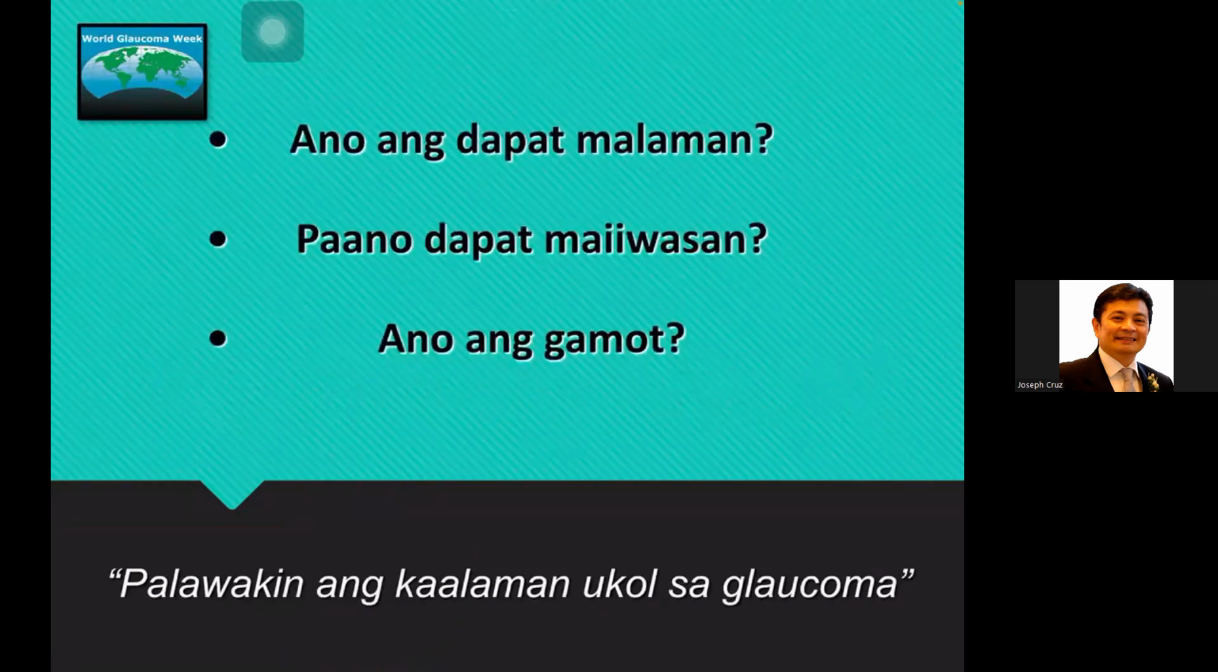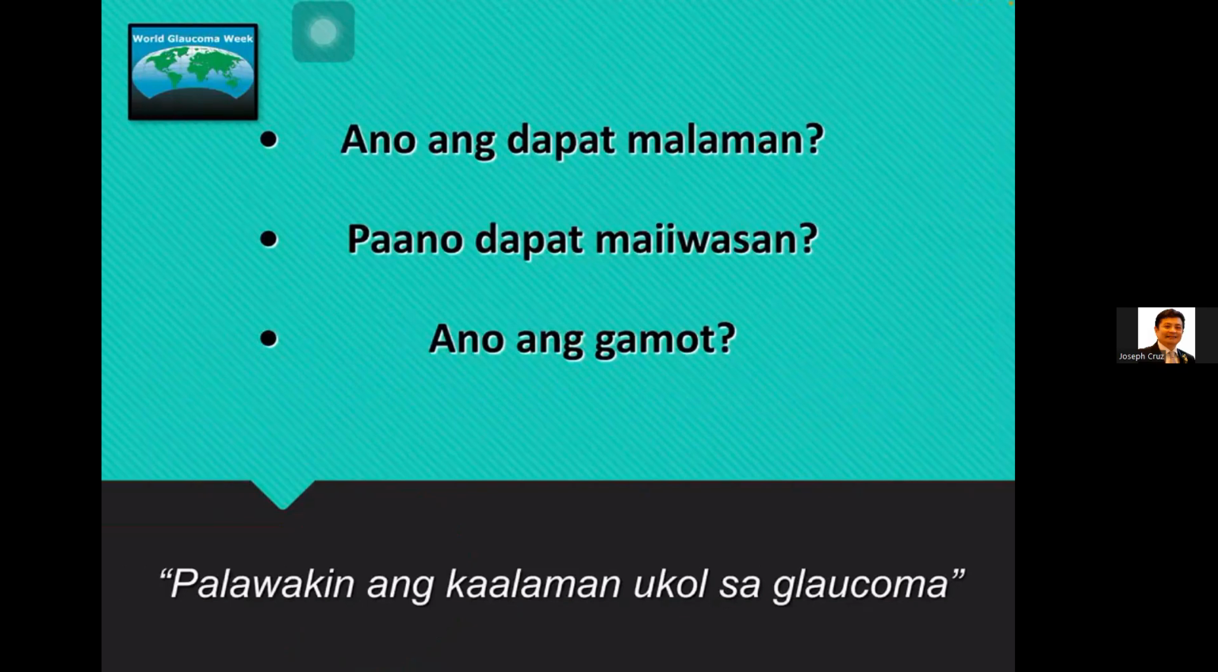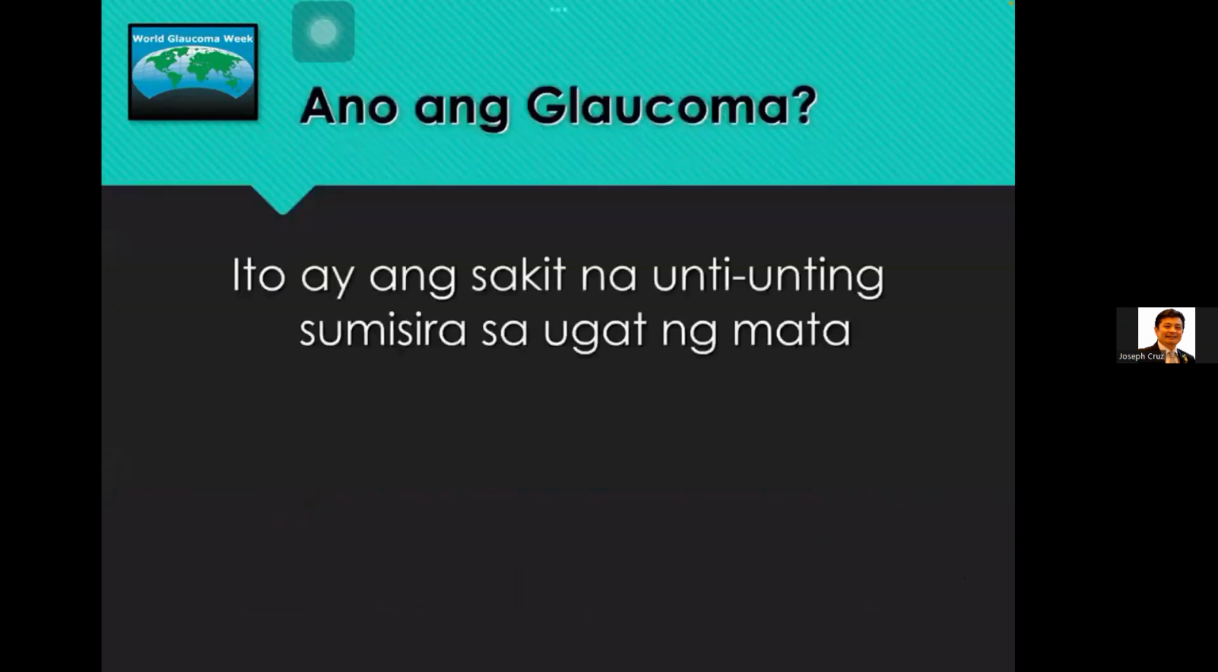We start, of course, with what are the things that we need to know, anong kailangan nating dapat malaman, what are the things that we need to avoid, anong mga dapat iwasan, and what are the things that we can do to treat, not, mind you, to cure at the moment, the disease itself. So anong pwedeng gamot para dito sa sakit na ito? So what is glaucoma? Basically, it is a sickness or an illness that affects the nerve of the eye.